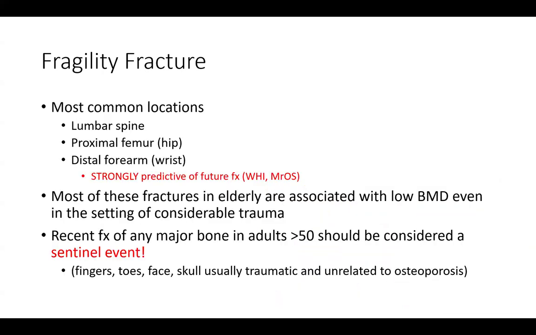So most common locations are lumbar spine, hip, and wrist. And wrist fractures are actually strongly predictive of future fractures, and it's been demonstrated in several longitudinal studies of men and women. Most of these are associated with low bone mineral density, even in the setting of considerable trauma. And basically any recent fracture of any major bone in adults over the age of 50 should be considered a sentinel event.